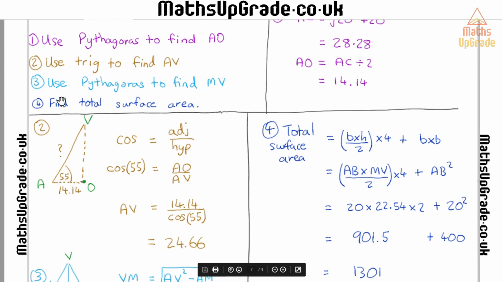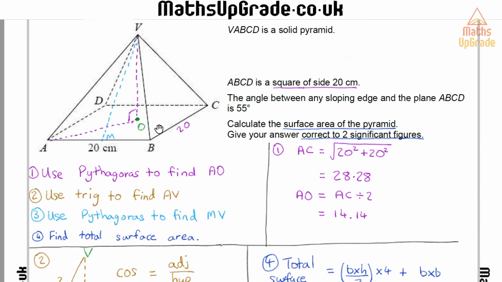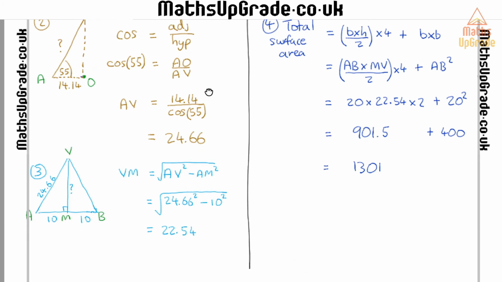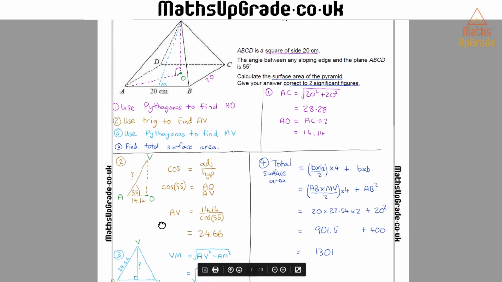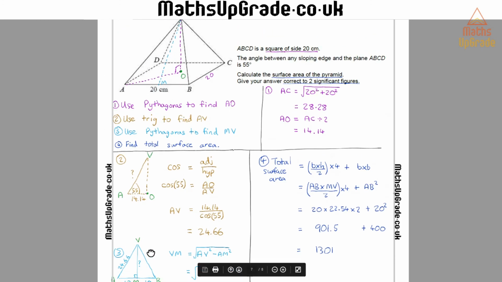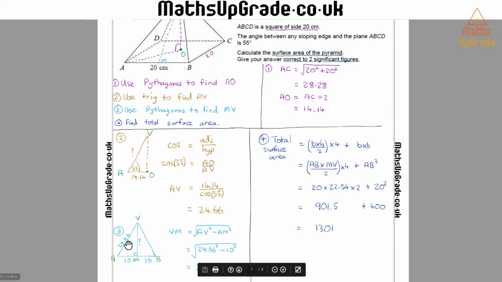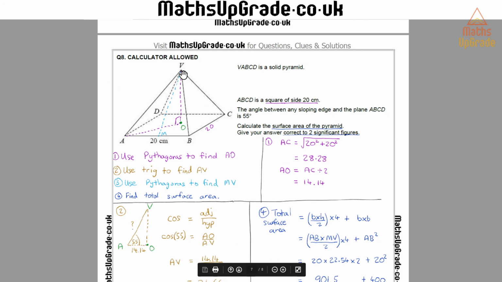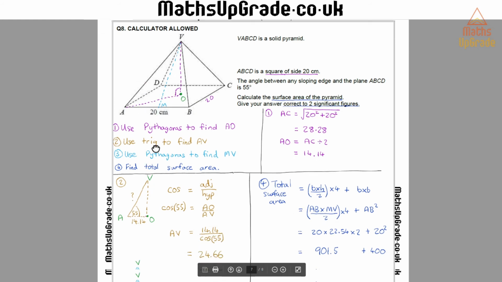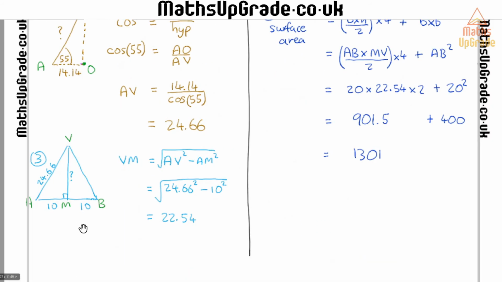The third part of this question, I'm going to use Pythagoras to find MV. MV is this diagonal height of this pyramid here. So MV can be imagined with this diagram here. So what you've essentially got is two right angle triangles. I've split that entire diagonal face there, the sloping face, to create two right angle triangles.